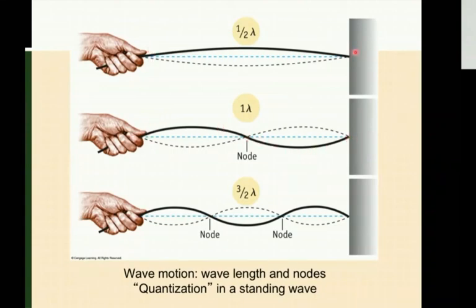This one is only a half wavelength because you can see it only has a positive part, whereas this now has a full wavelength. And remember that we can relate wavelength to energy using Planck's equation. And so then here we have even more energy, and we can see that we now have 3.5 wavelengths. So the wave motion here, wavelength and nodes, quantization in a standing wave. So here we have the quantization of standing wave. All right.